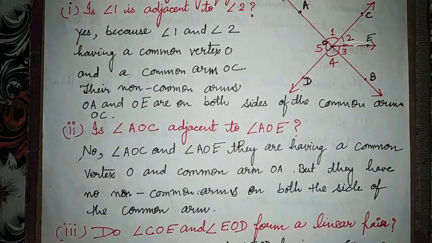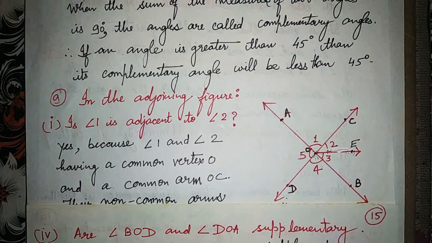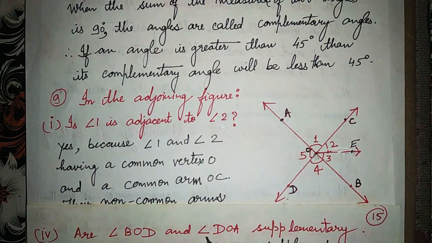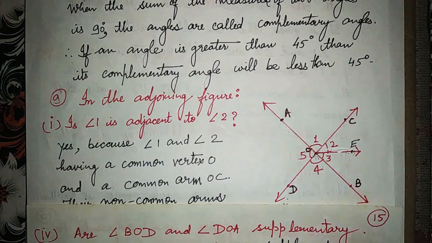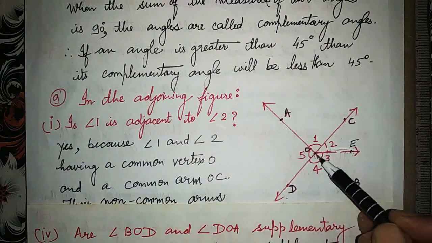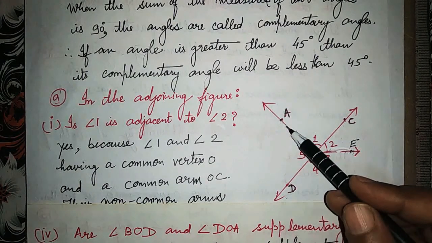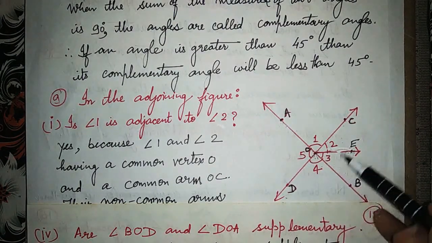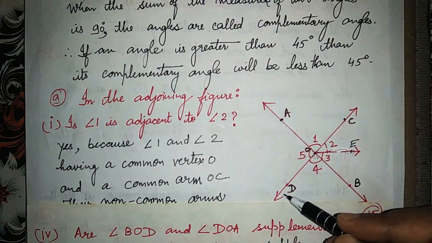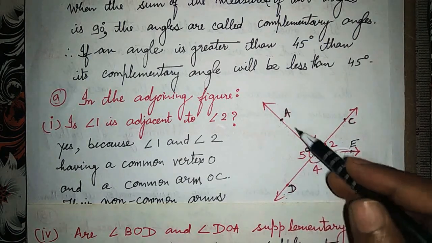Now see the next part. Now students, see the fourth part. Are angle BOD and angle DOA supplementary? So now see angle BOD and angle DOA. So you can see angle BOD and DOA.